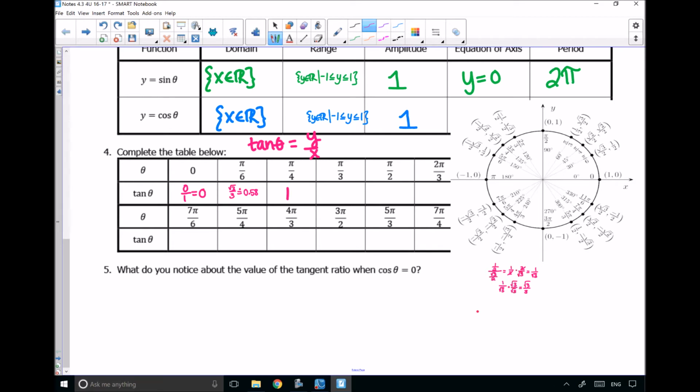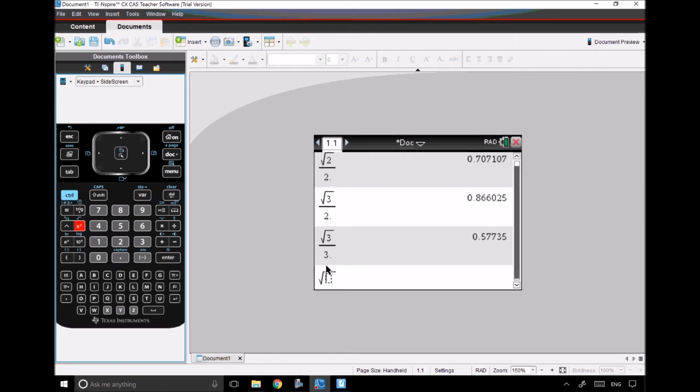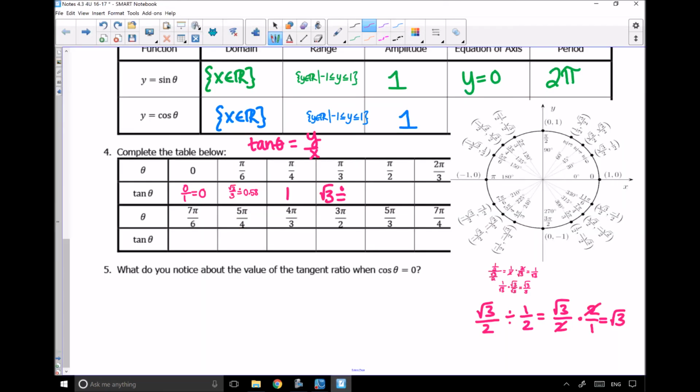So I'm going to take root 3 over 2, my y value, and I'm going to divide it by my x value, which is 1/2. Well, essentially, that just means root 3 over 2 times 2 over 1. My 2's cancel, so I get root 3. So I know my answer here is going to be root 3, which is approximately equal to, so we're going to go ahead and evaluate what we get here. So we get the square root of 3, and I'm going to approximate my answer, which is about 1.73. So I can fill in right here that I get about 1.73.